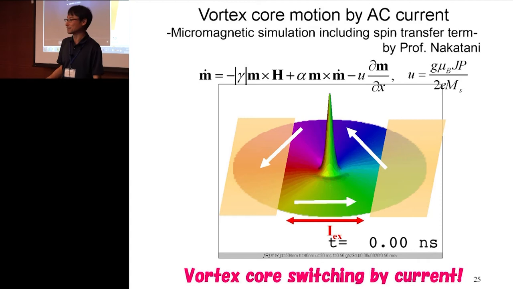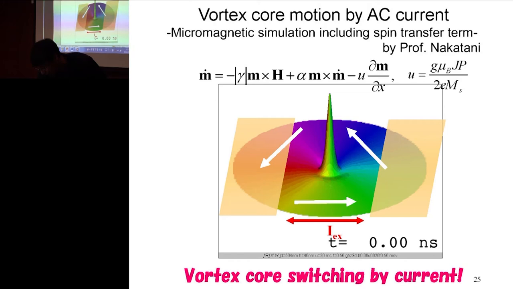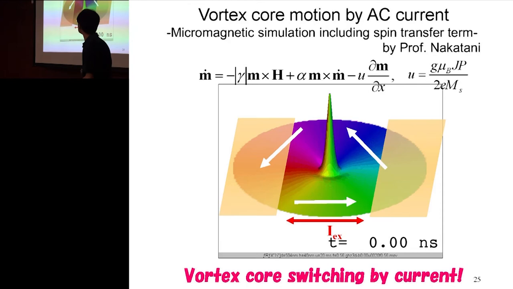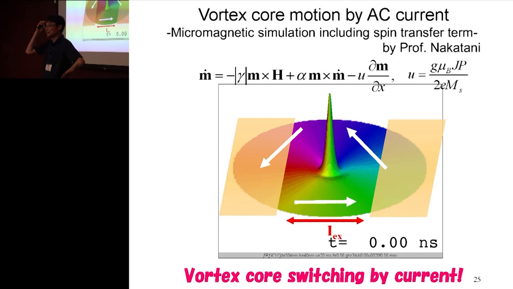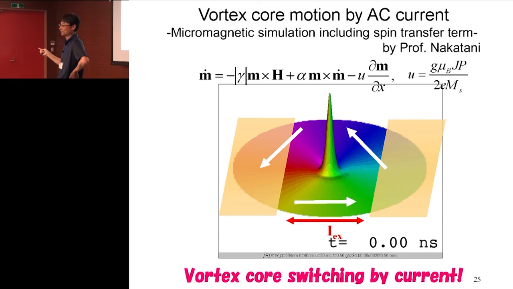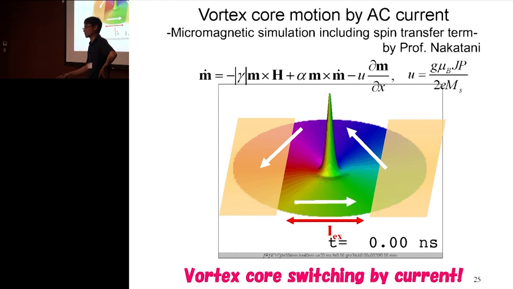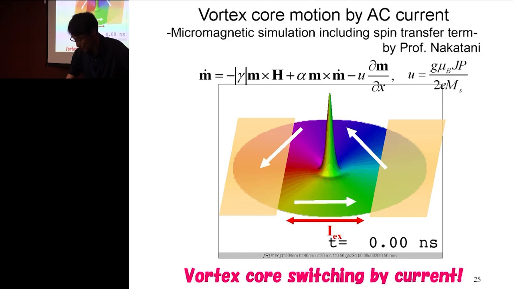And actually, when I first saw this simulation, which has been done by my friend Professor Nakatani at the University of Electro-Communications, I told him, okay, it's nice, but I cannot believe this result for the switching of magnetization. Maybe there is some bug in your micromagnetic code, so please check. And he checked again. And then he told me, no, there's no mistake. Then we have to do the experiment.